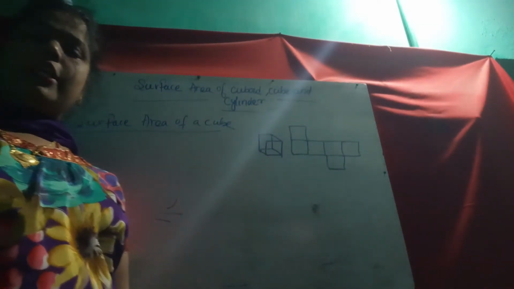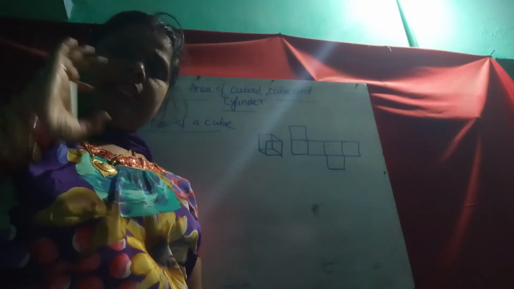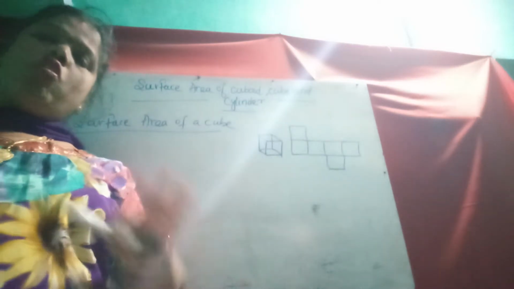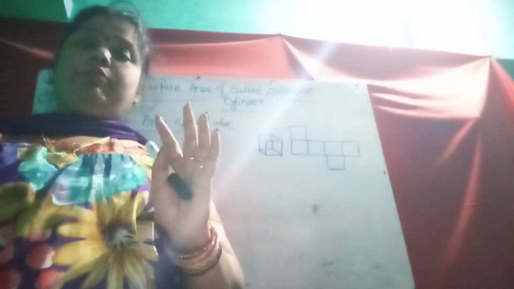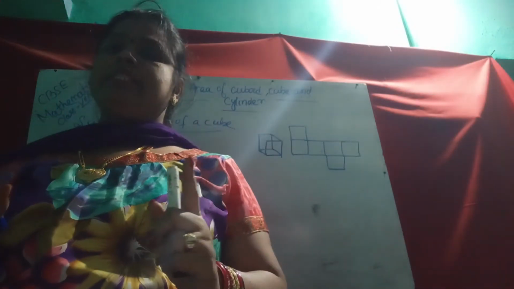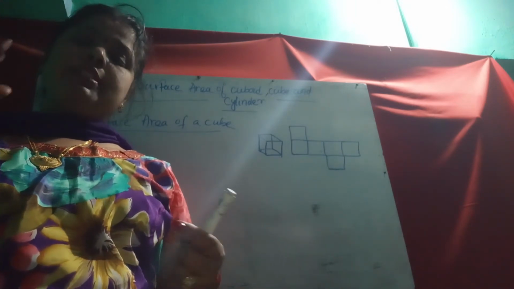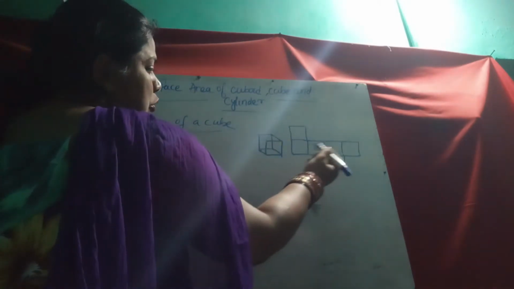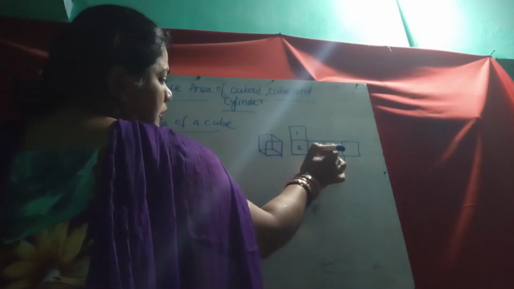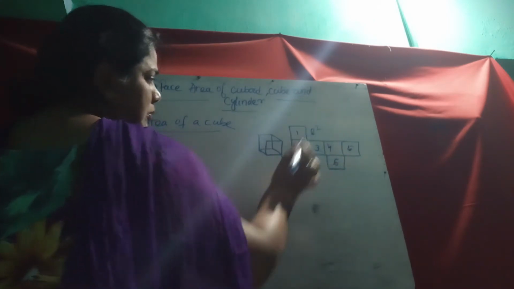Now surface area of a cube. A cube is also a three-dimensional figure, but all its faces are square shaped. Every face, 6 faces, is square shaped, and the area of a square is length square, L square, or side into side. So here also there are 6 faces, so we add 6 times. This is a cube, and when we open the box, 1, 2, 3, 4, 5, 6 faces, and each face area is L square.